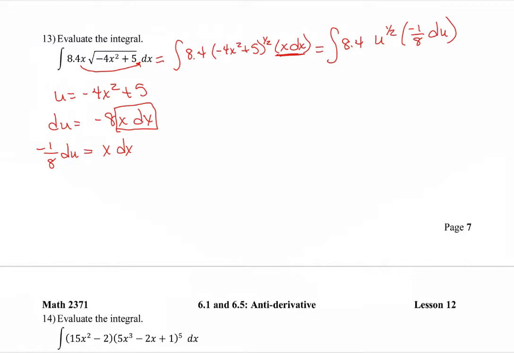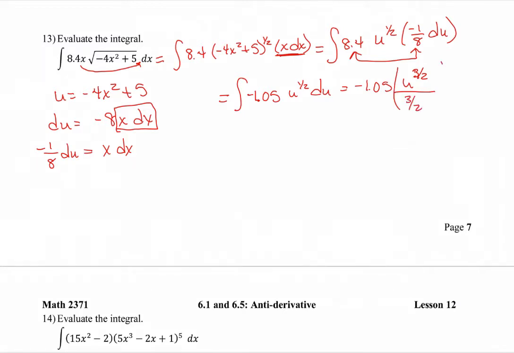Now I'm going to reorder, and so I'm going to multiply the negative 1/8 and the 8.4. So what I get is the integral of negative 1.05 u to the 1/2 du. Now I'm going to integrate, so I get negative 1.05 u to the 3/2 over 3/2 plus c.